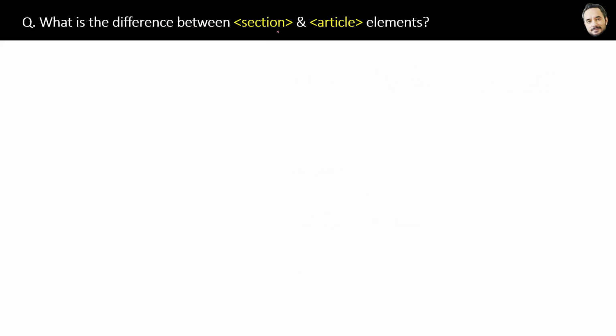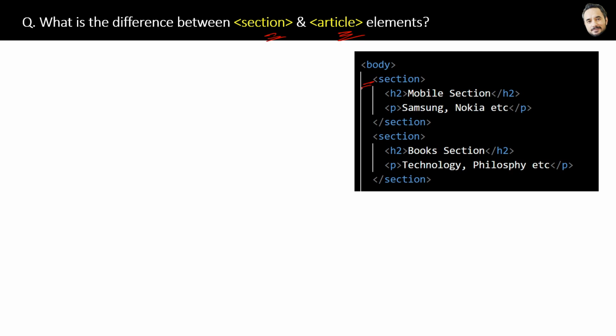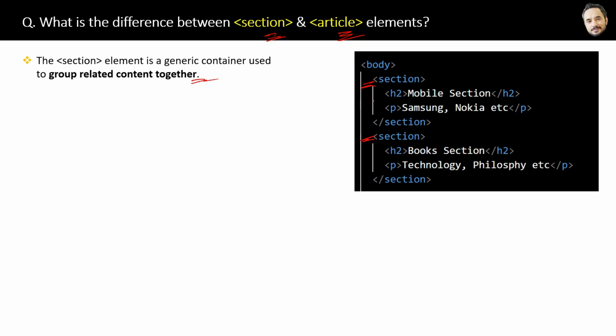What is the difference between section and article elements? These are two very similar elements, but they have one big difference. Okay, here is the code of section, and maybe you already know this section definition. The section element is a generic container used to group related contents together. Okay, for example, in an e-commerce website, see how we have one section for mobile products, another for books, right?